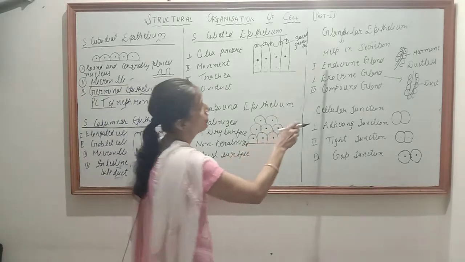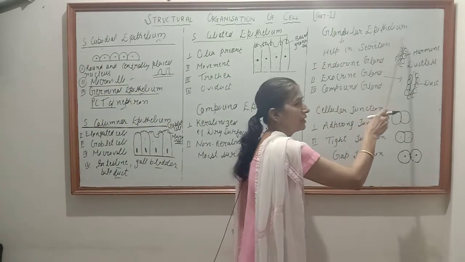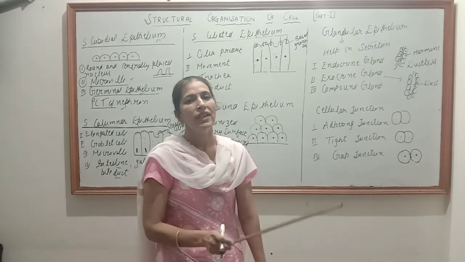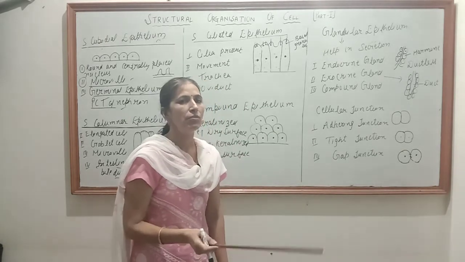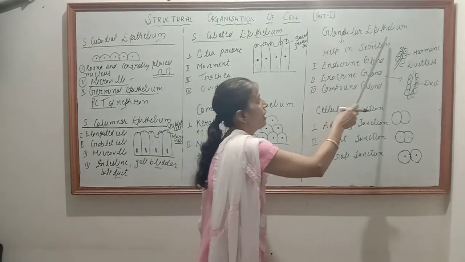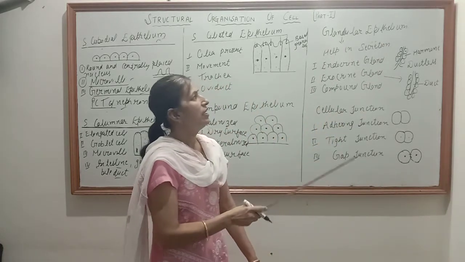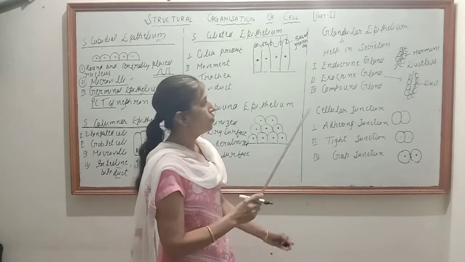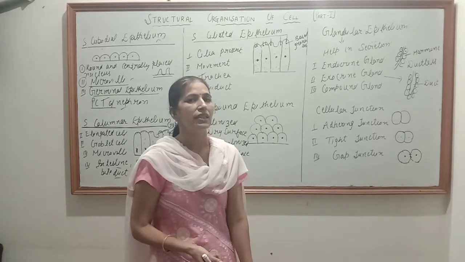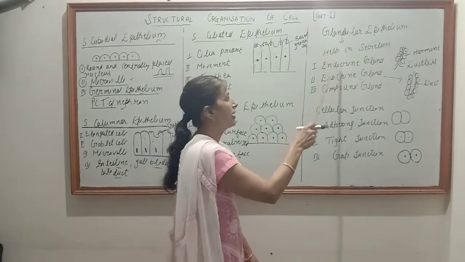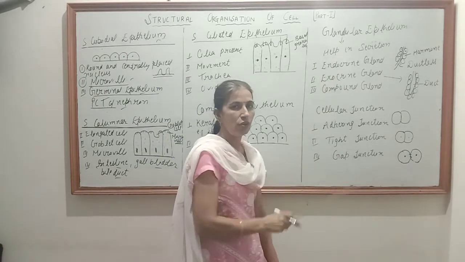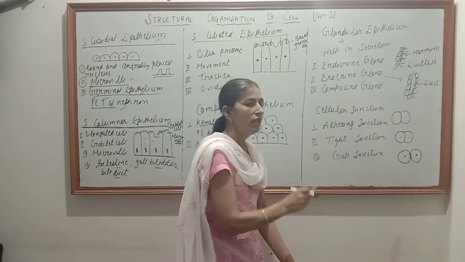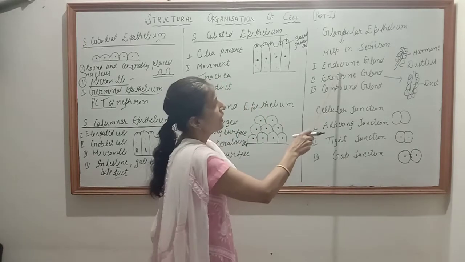Next is about the glandular epithelium. Sometimes cuboidal epithelium and columnar epithelium help in the secretion of material. That type of epithelium is known as glandular epithelium, which secretes something. Now on the basis of what they secrete, they again are of three types. One is endocrine gland, second is exocrine gland, third is the compound gland. Now what are the endocrine glands?